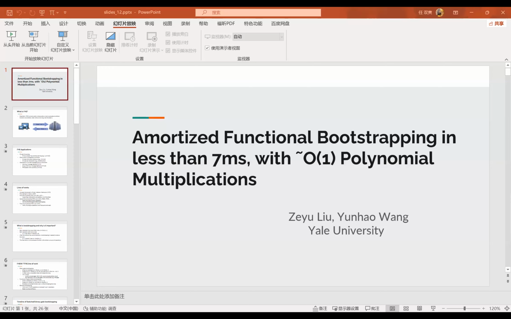So let's start. First, thanks to the prior three talks, I think you are quite familiar with FHE already. So what is FHE? Essentially it allows outsourcing computation.